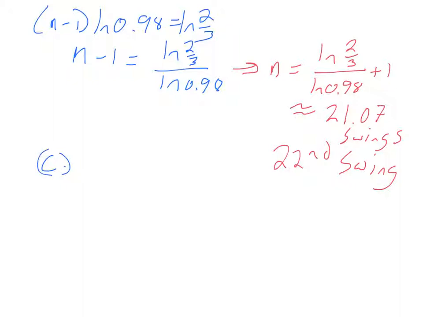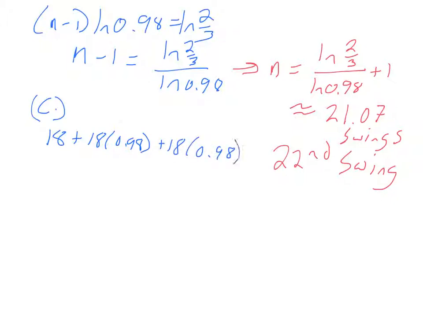Okay, part C asked us, I'll do this farther up here so we can get more room. Part C asked, after 15 swings, what total distance will the pendulum have swung? Instead of just looking at each swing individually, we're going to start adding them up. And so the first swing, we have 18 inches. The second swing, we have 18 times 0.98 inches. So after the second swing, that's the total distance it would have traveled. After the third swing, that's the total distance it would have traveled.